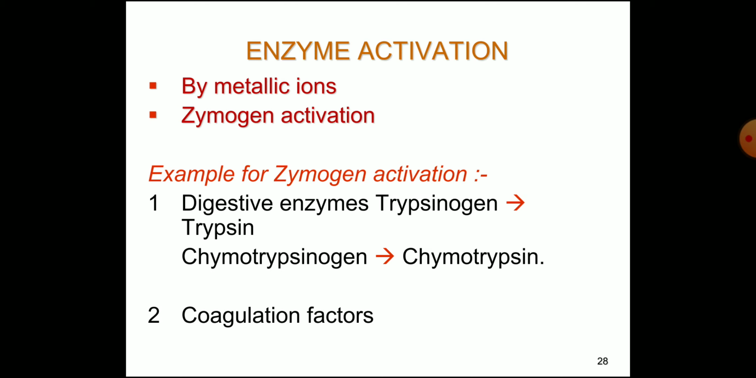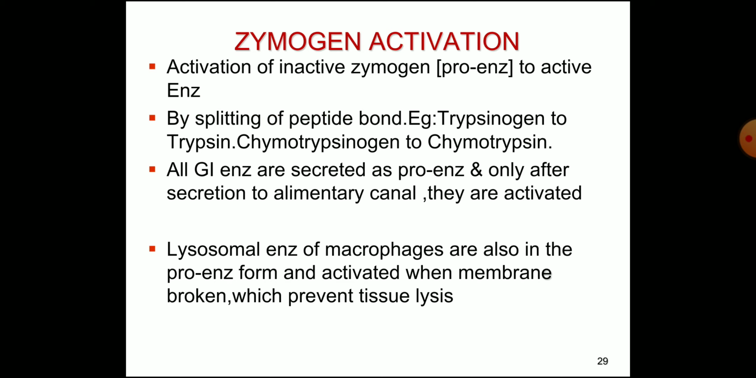Otherwise, what happens is these are proteolytic enzymes that will act at the production site itself and destroy our cells. Similarly, in coagulation also, only when required the coagulation factors get activated. So that will activate the enzymes. The zymogen action is splitting of the peptide bond, trypsinogen to trypsin, chymotrypsinogen to chymotrypsin. All the gastrointestinal enzymes are secreted as proenzymes, and only after secretion into the alimentary canal are they activated.